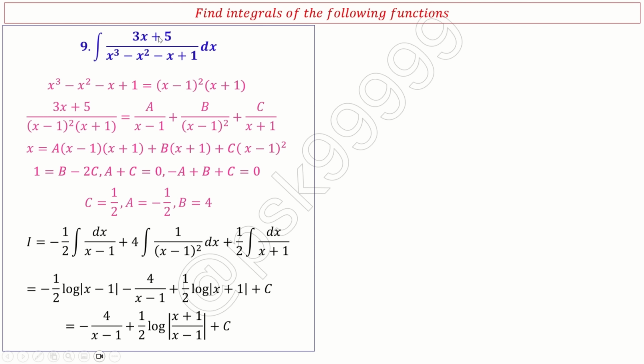Integration of 3x plus 5 divided by x cube minus x square minus x plus 1. We know that we can write x cube minus x square minus x plus 1 as x minus 1 whole square into x plus 1. Once you know this, this is as simple as this one.